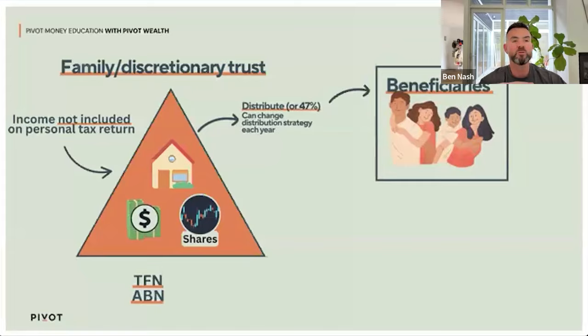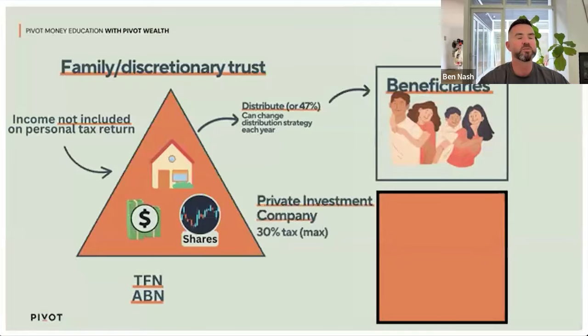When you distribute income from a trust to beneficiaries, the beneficiaries pay tax at their personal marginal tax rates. But what that allows you to do is to split income across multiple people. I've got some examples to share with you around how that can bring the amount of tax you pay way down.